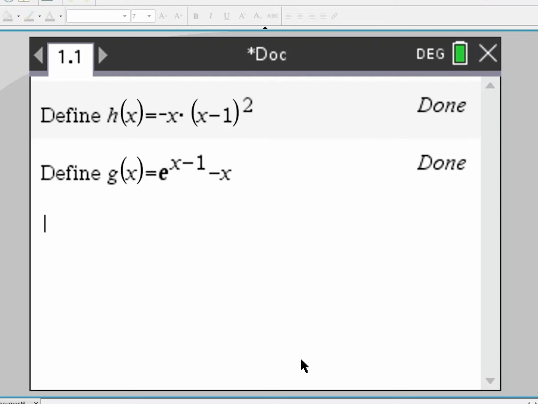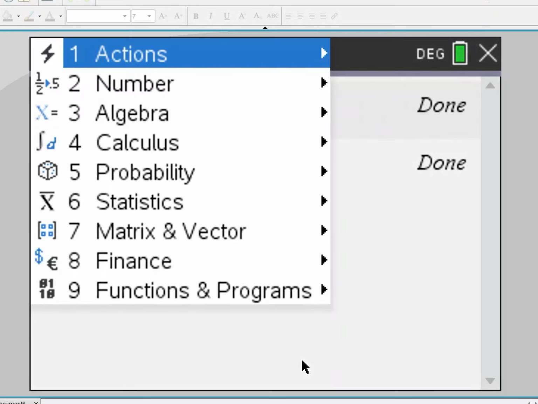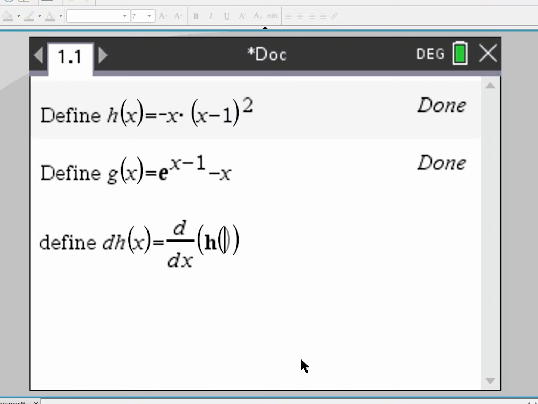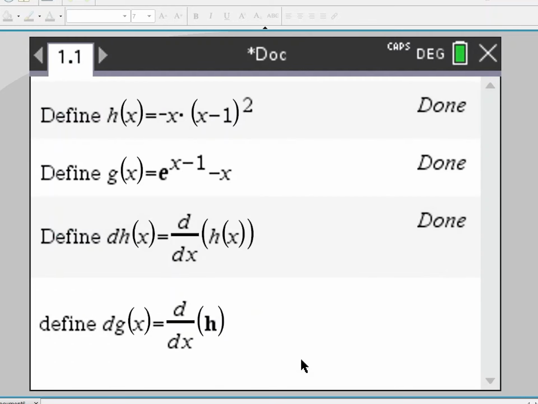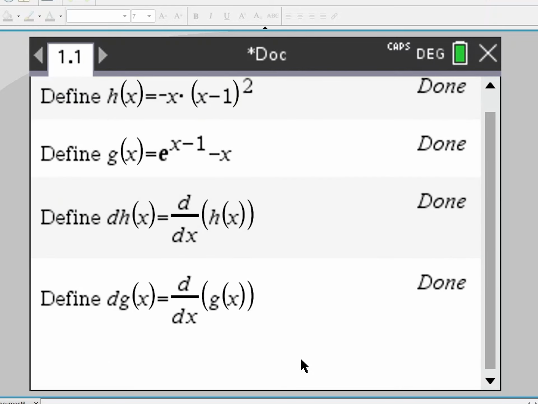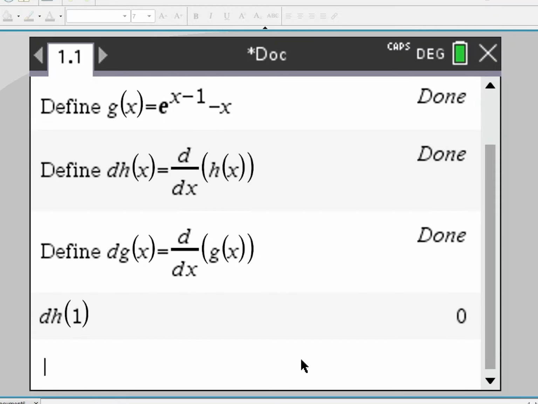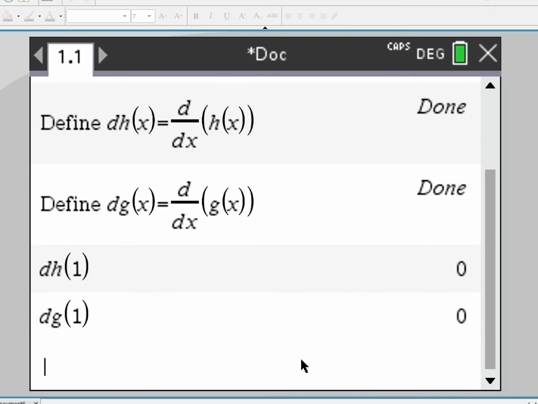So now let us find the derivative functions as well. So I'm just going to define them. So dh(x) equals menu 4, 1, differentiate h(x), and define dg(x) equals menu 4, 1. Again, we'll differentiate g over here, and there you go. So now let us find dh(1), because that's where the curves have to be smooth. And let's find dg, the derivative of g at 1, 0. So as you can see, both of the gradients are equal.